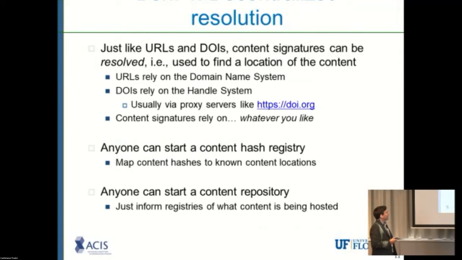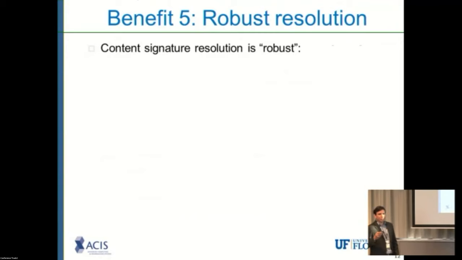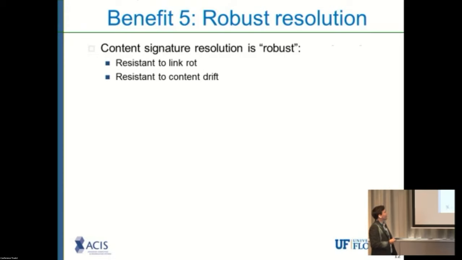Content hashes can be made resolvable, just like DOIs, just like any kind of persistent ID. All you need is a public registry that says if you give it a hash, it'll give you the location of the content associated with it. The cool thing about registries for hashes is they're completely decentralized. Anybody can make a registry, and they can tell you any location they want, no matter where it is. There's no central handle system. You can use any system you want. We call them robust because they're resistant to link rot and content drift.